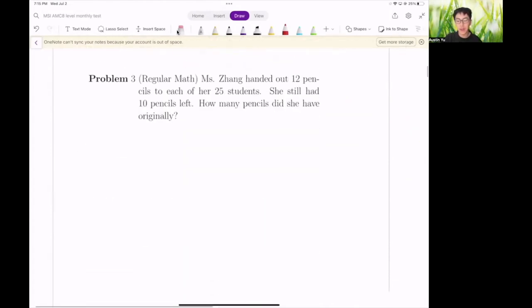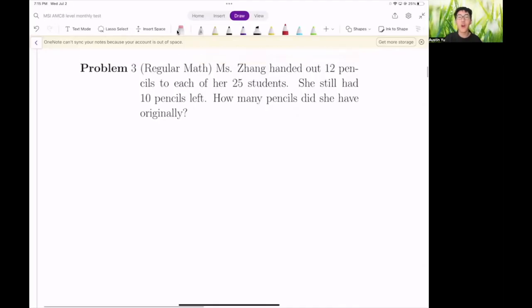Problem 3. Miss Jang handed out 12 pencils to each of her 25 students. Keyword, each. She still had 10 pencils left. How many pencils did she have originally? So this would be a multiplication problem, right? Because each of her 25 students got 12 pencils. So all we have to do is just multiply 25 by 12, right?